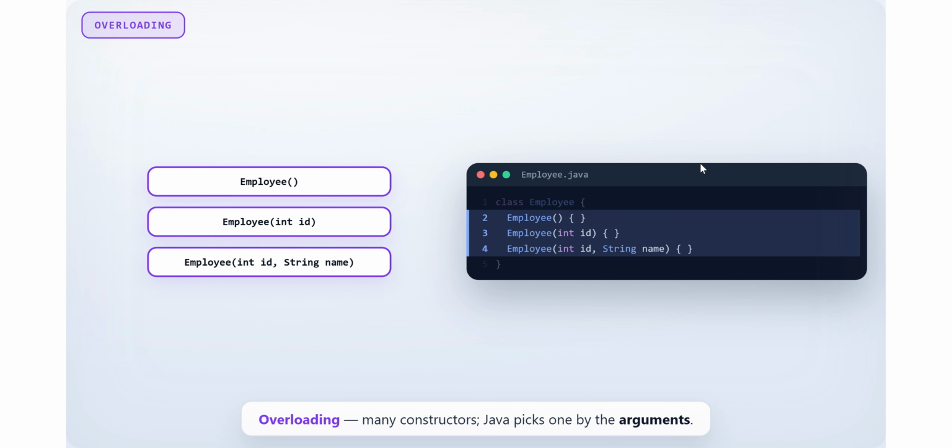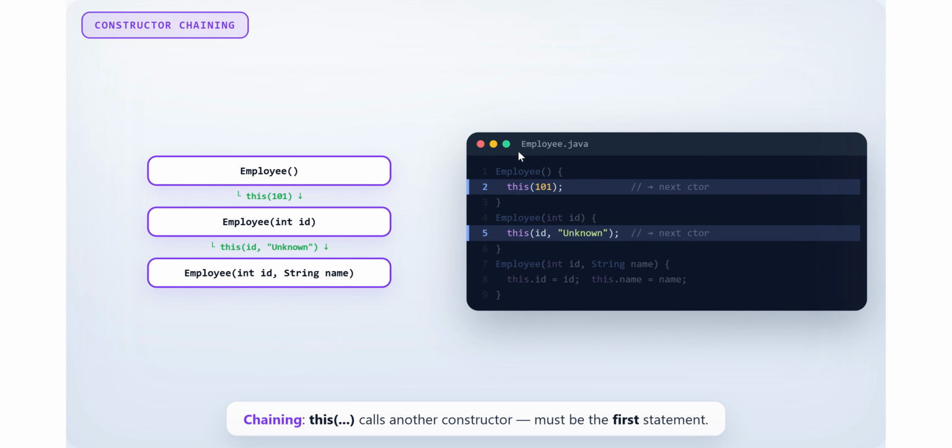You can have more than one constructor. That's overloading: Employee with nothing, Employee with an id, Employee with id and name. Java picks the right one by the arguments you pass, like different doors into the same object. Constructors can even call each other, chaining, using this with arguments. The no-arg one calls this(101), that calls this with id and "unknown". You write the real logic once and reuse it. The one rule: the this call must be the very first statement.